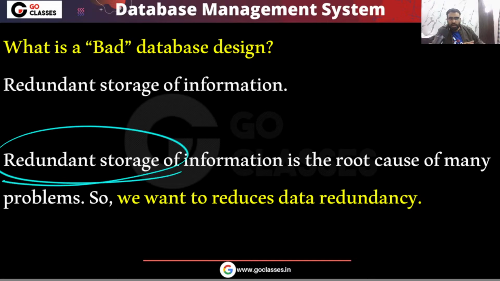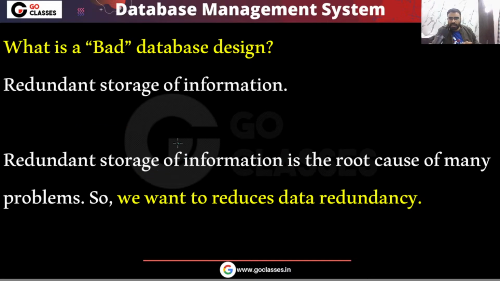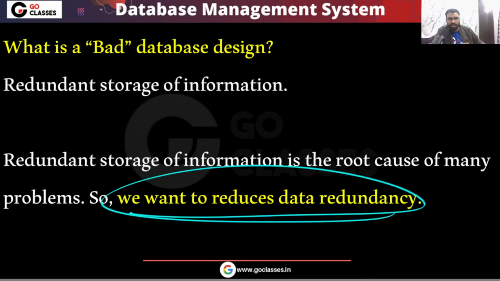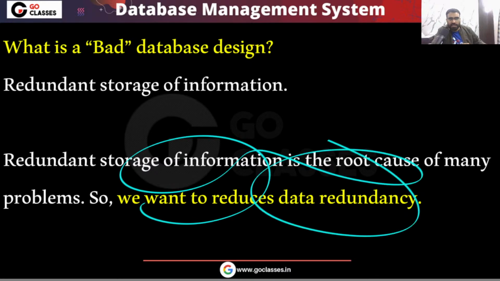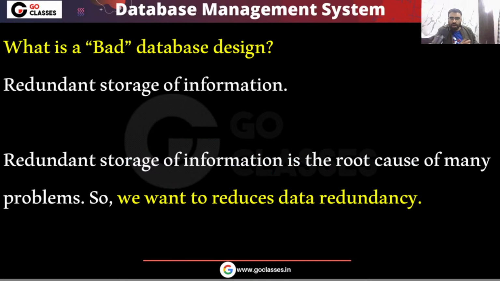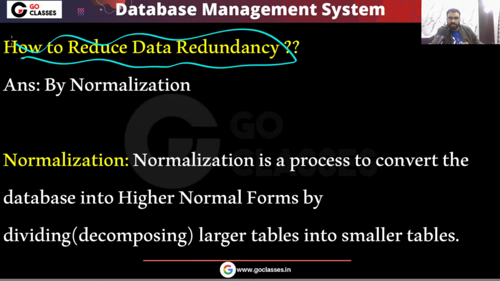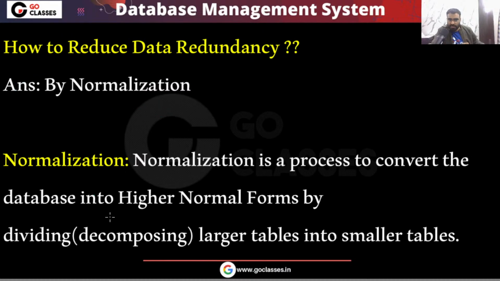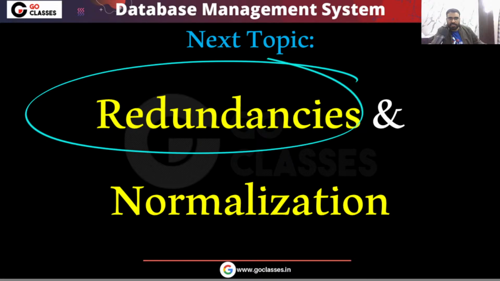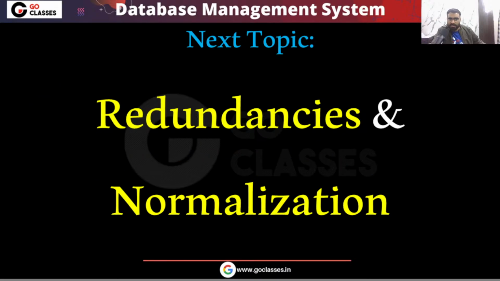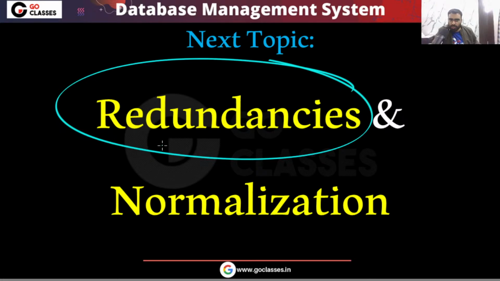Because of redundancy, what happens? Many problems can happen. Like when you insert the data, when you delete the data, when you modify the data, then because of redundancy, a lot of problems can happen. So we want to reduce the redundancy. We want to reduce data redundancy. So how to reduce data redundancy? For that the answer is normalization. Remember this: redundancy is the problem, and the solution is normalization. Redundancy means redundant storage of data. We don't want that. We want to reduce the redundancy, so the solution is normalization.